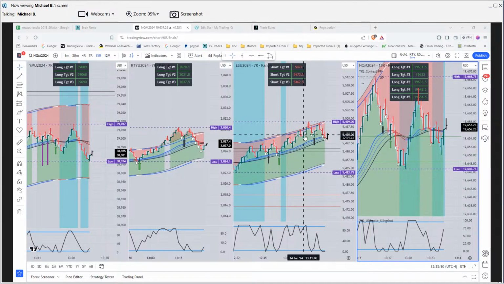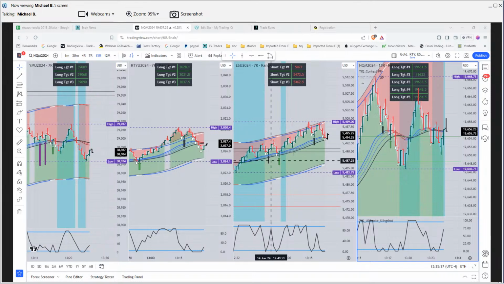Okay, but this up close right here is going to be a trade. I'm not going to take it, but it's going to be a trade. Just going sideways here, and sideways there.